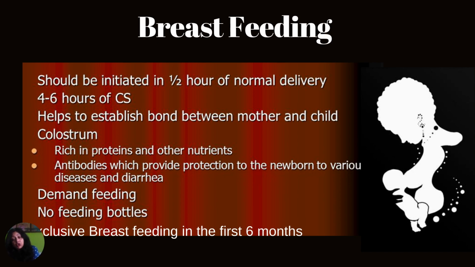It also ensures that the colostrum, that is the first milk of the mother, that is the yellow or straw-colored milk, which is highly rich in proteins and other nutrients, antibodies, which provide protection to the newborn from various diseases and infections like diarrhea. This is established to the newborn.